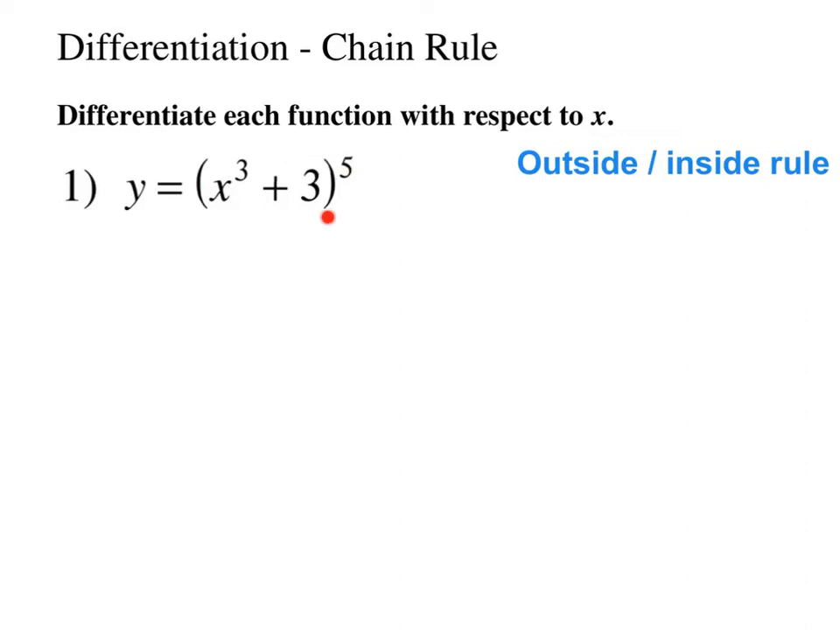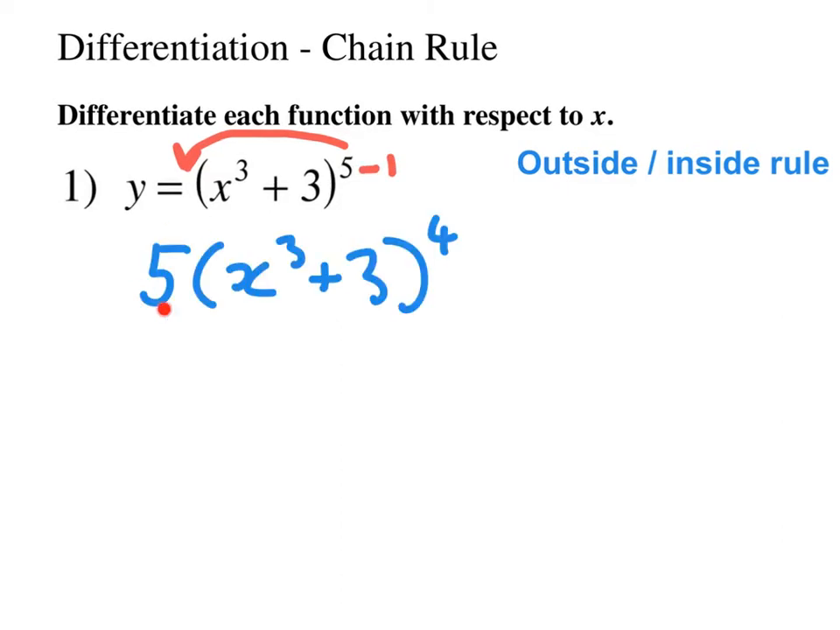So to differentiate the outside function, I'm going to just treat this like it's just an x. I'm going to bring down the power in front, which is a 5, and reduce this power by 1, and I keep what's inside the bracket the same. So I get 5 times (x cubed plus 3) to the power of 4. So what I've done is I've differentiated the outside function.